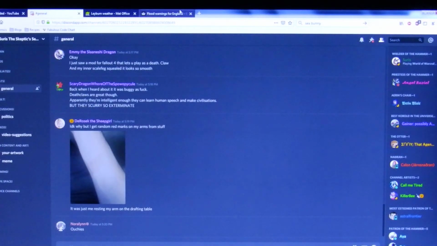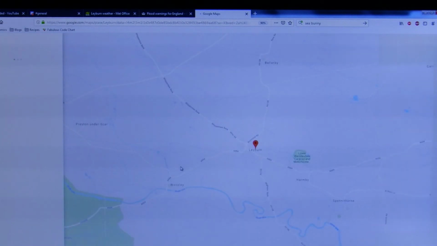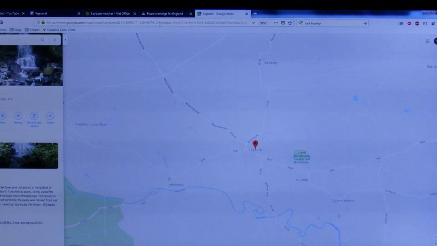And if I go to... Oh, it's not actually... Oh. Just bring up Leyburn. That should bring up the map. It does. It gave me the current temperature, 8 degrees centigrade, chilly but not freezing. It also gives me this number, 54.31 degrees north.